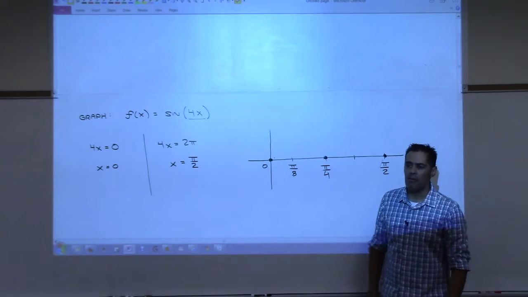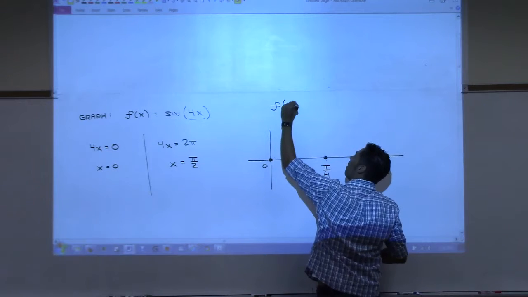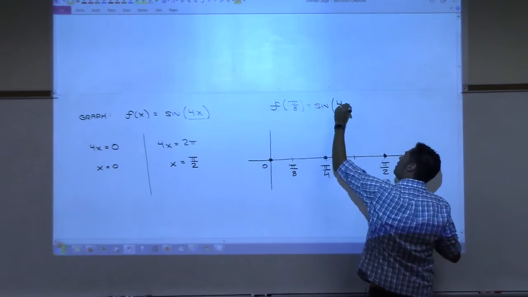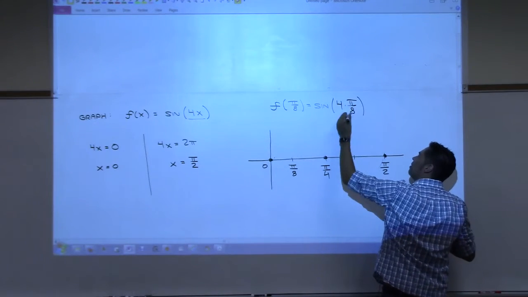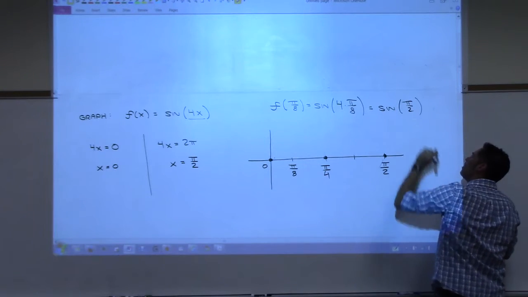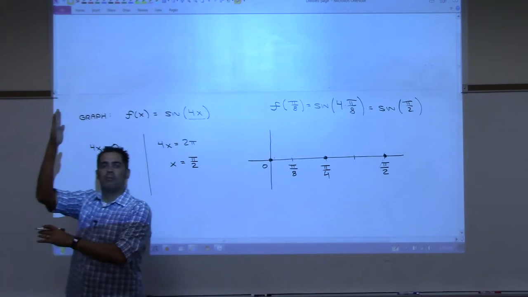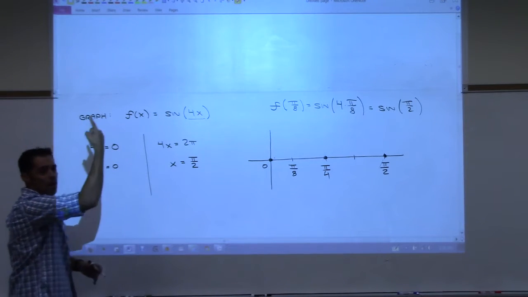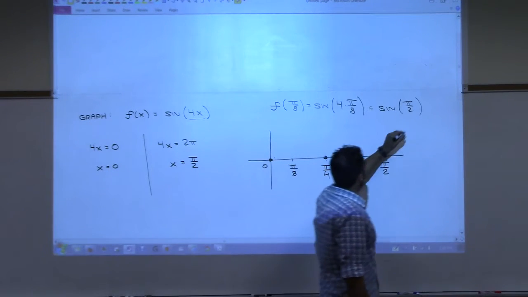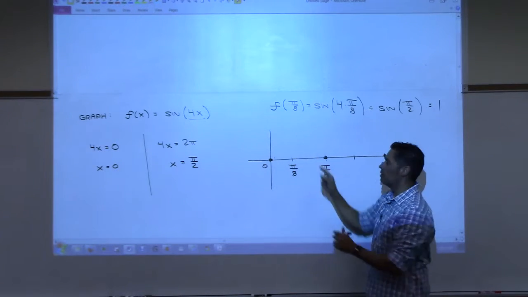Let's see what happens at pi over 8. Let's plug pi over 8 into the function. What is f of pi over 8? That's sine of 4 times pi over 8. This fraction reduces, doesn't it? And it becomes sine of pi over 2. And what's sine of pi over 2? Where are you? Pi over 2. Sine is the y-coordinate. 1, right? Sine of pi over 2 is 1. So that means when I plug in pi over 8 into this function, it should spit out 1. So I should be up here.